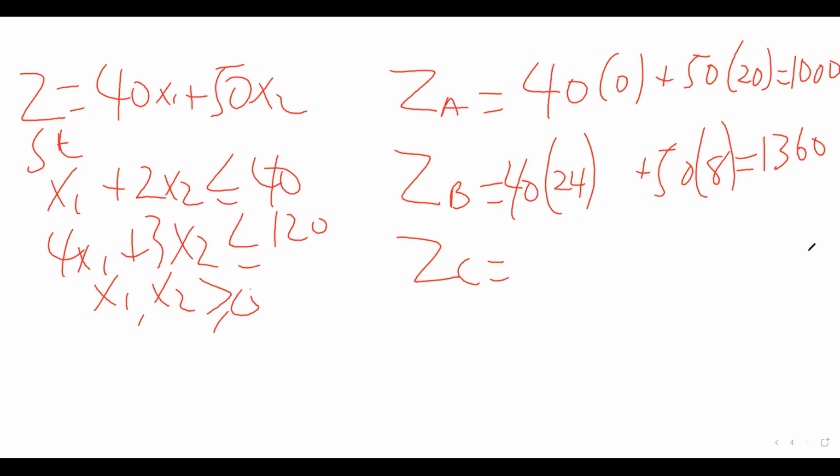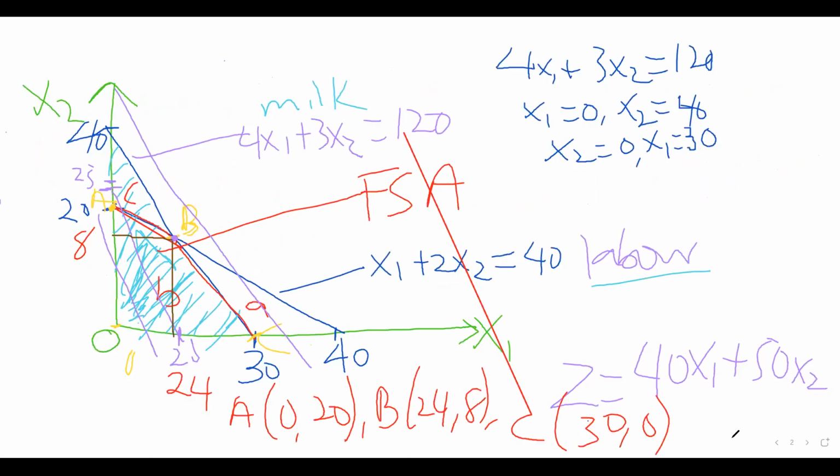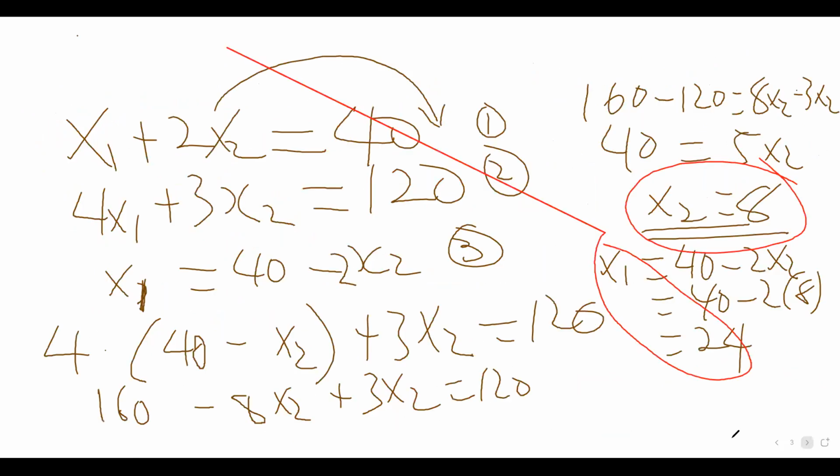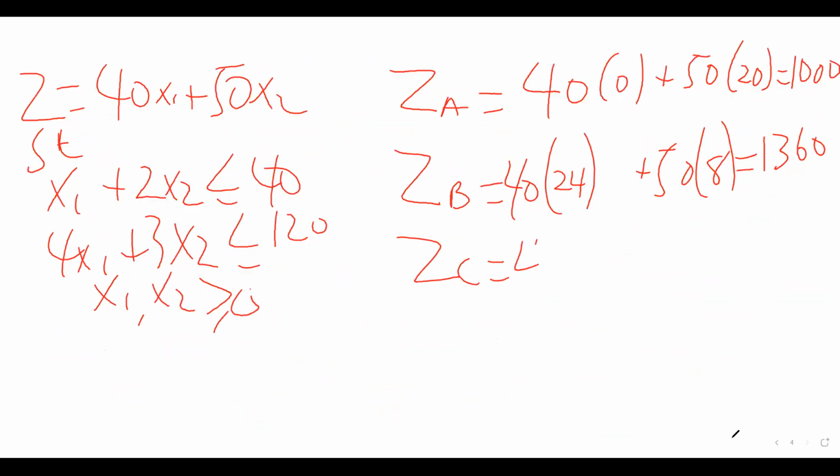Now let's look at point C. If you look at point C, you have 30 for x1 and 0 for x2. So you have 40 multiplying 30, and then 50 multiplying 0. What do you get? Well, you just get this first one, which is 1,002, because 40 by 30 will give you 1,002. So in all of these z values, the one that gave you the highest profit is again point B, which goes to confirm that point B is truly the optimal solution.